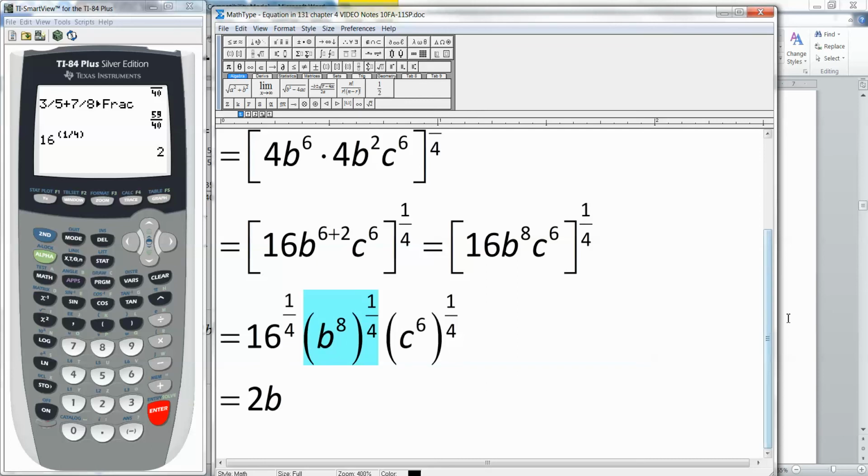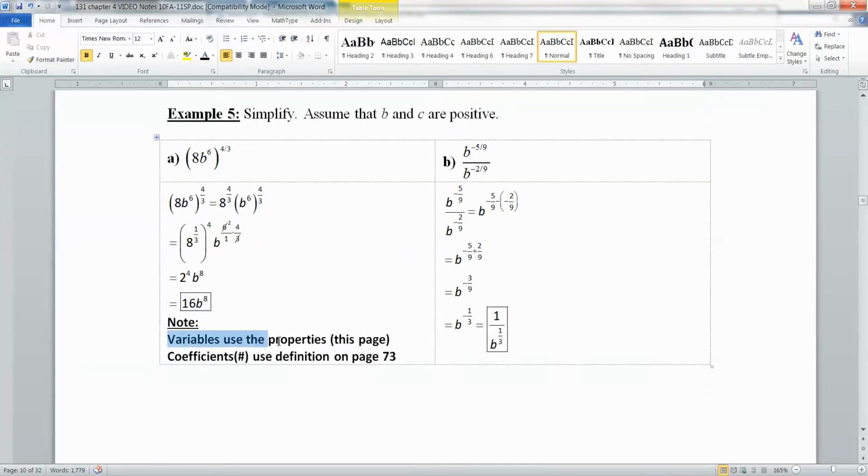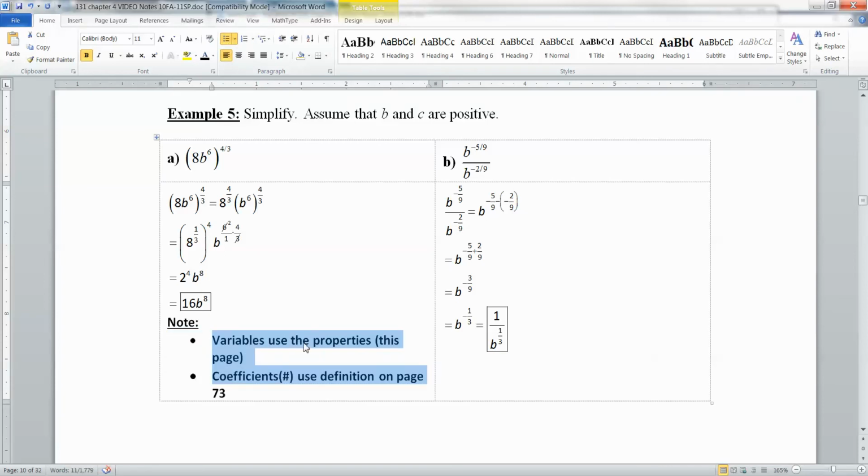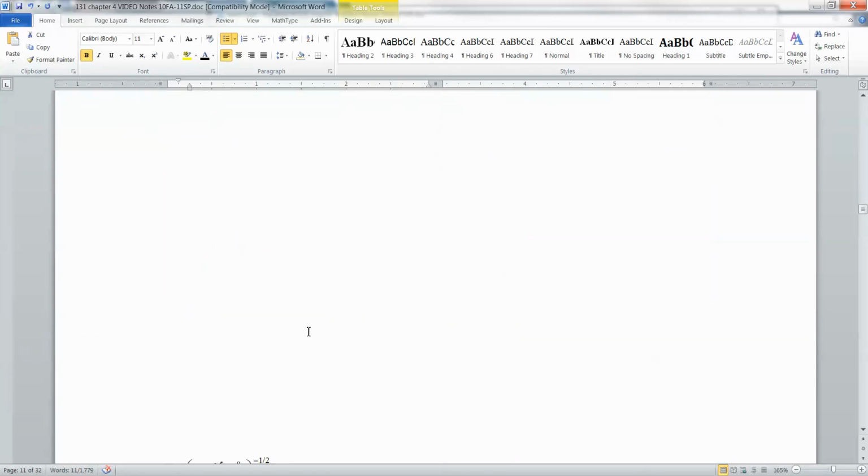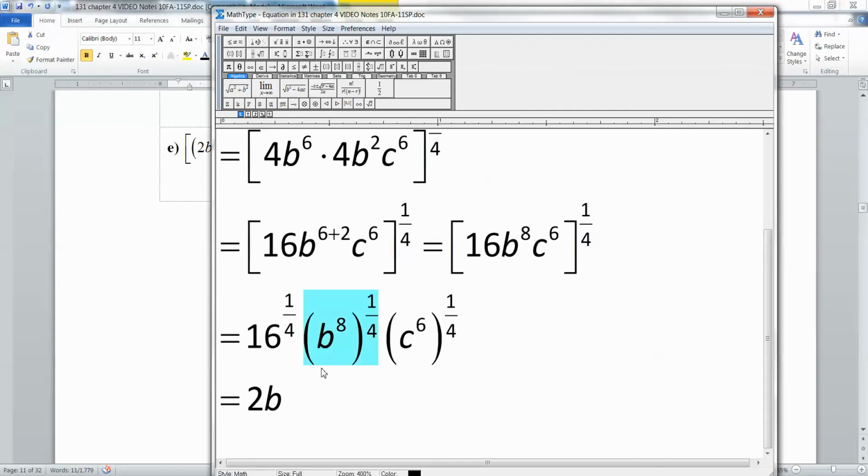Now the B is actually the easy part. Remember, I'll flip back here. The variables use those properties. That's kind of the simple stuff. And the coefficients use those definitions. That's the harder part. So we just did the harder part by figuring out that that number part is 2 for our problem, using that definition of what a fraction power is.